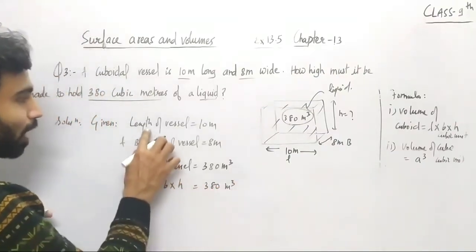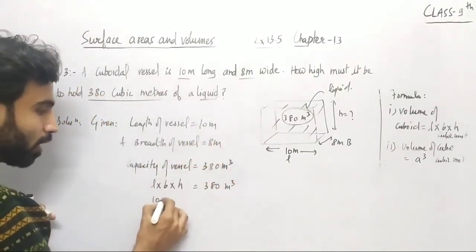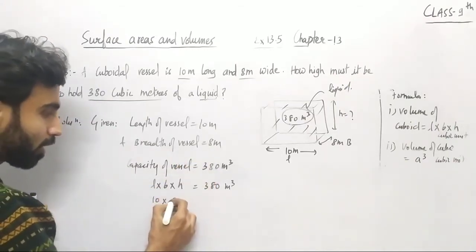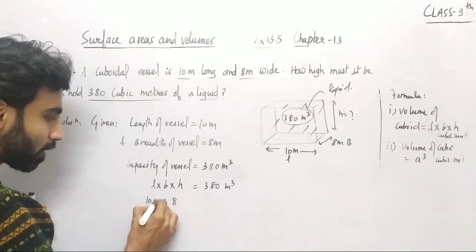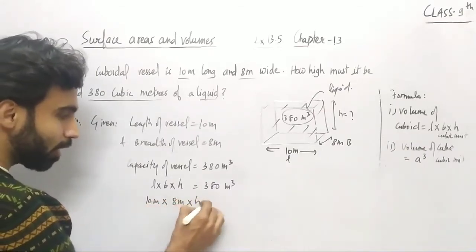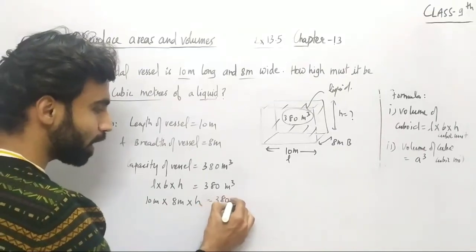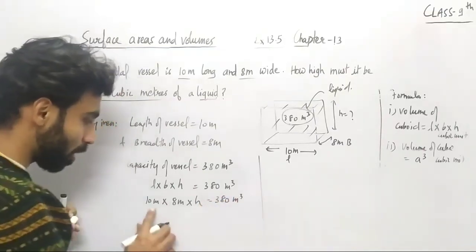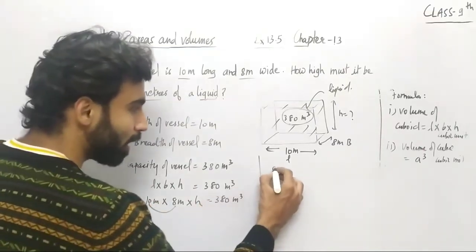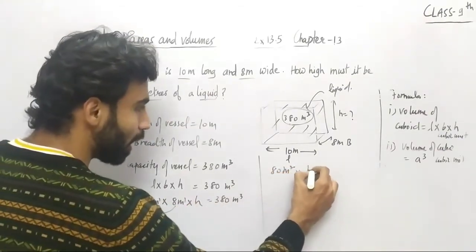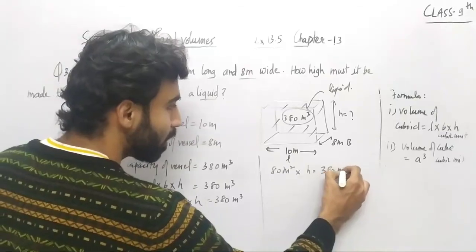Now हमें यहाँ पे length given है already, that is 10. Then breadth भी given है, that is 8. So let me just also write the meter here. So यहाँ पे meter, then the height is what we have to find out. So keep it as h. So यहाँ पे equal to 380 meter cube, right? So obviously 10 into 8, that will be 80. Now meter into meter, that will be meter square into h is equal to 380 meter cube, right?